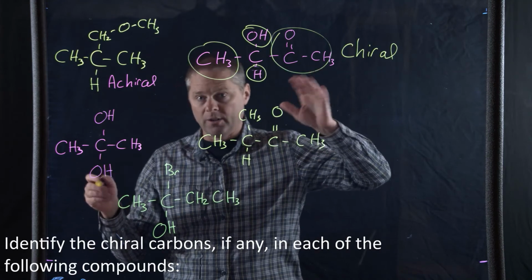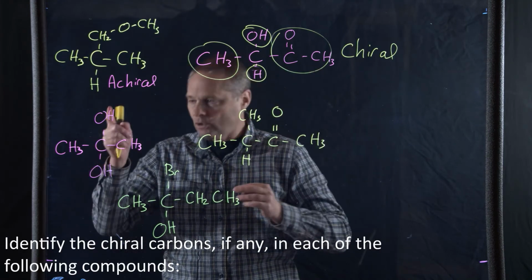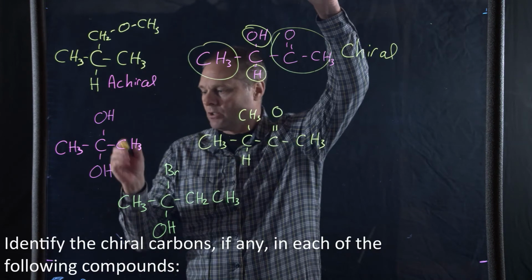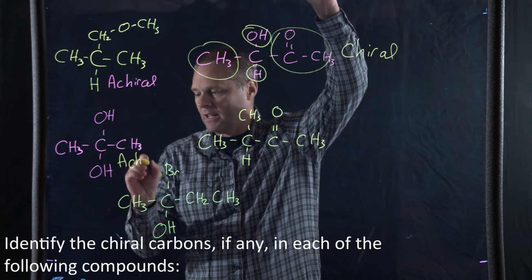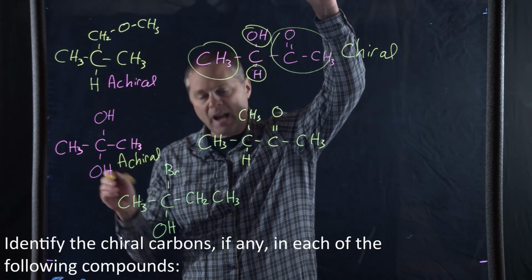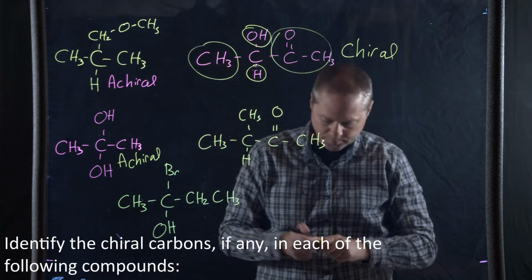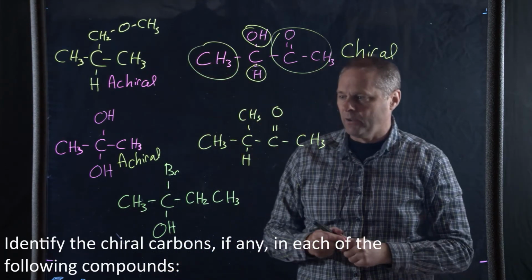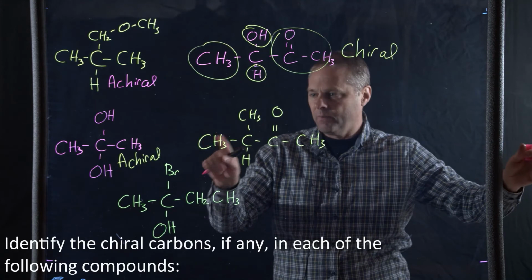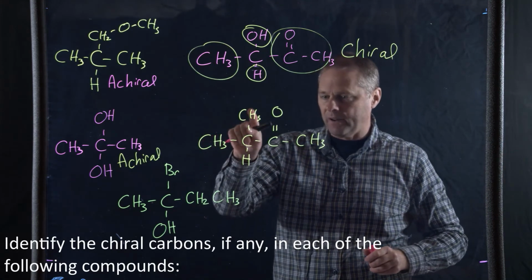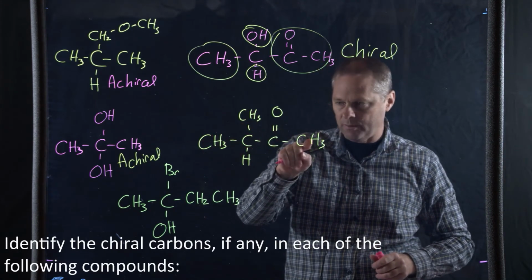Come down to this molecule, once again, it happens to have 2 methyl groups and 2 alcohol groups associated with it. So this is not chiral. We look at this molecule here. This, once again, is not going to be chiral. That's not going to be chiral.